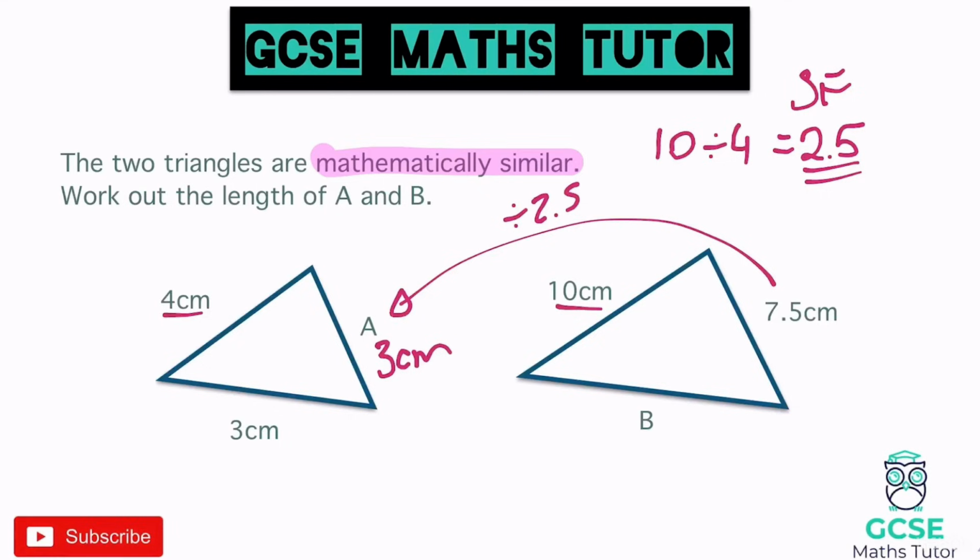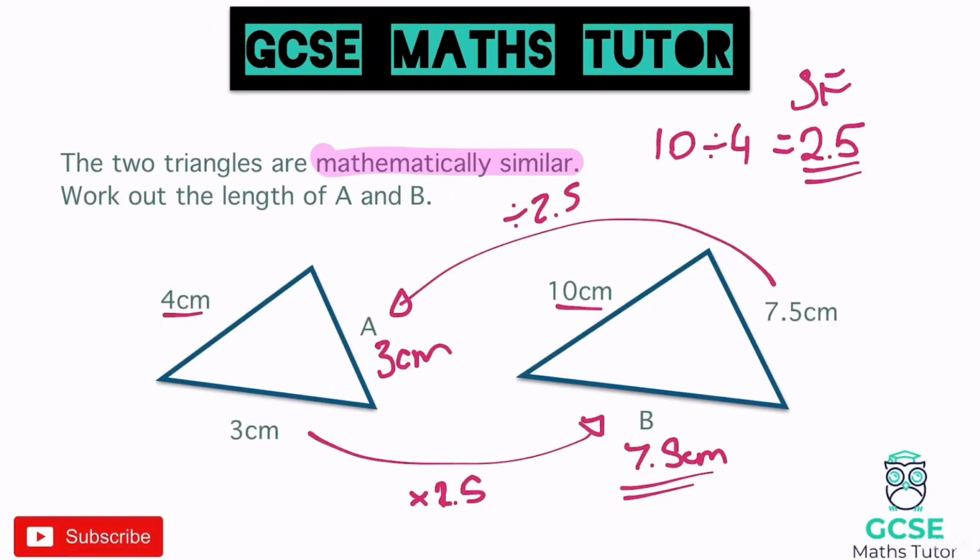And that's actually going to show the same for this other one here, look, because this one's 3 as well. But to get from 3 to B, we actually just times by that scale factor, so times by 2.5, and 3 times 2.5, which we already have there, is 7.5 centimetres.